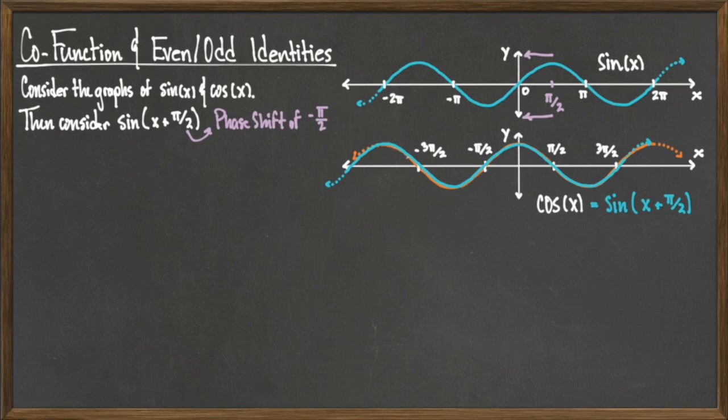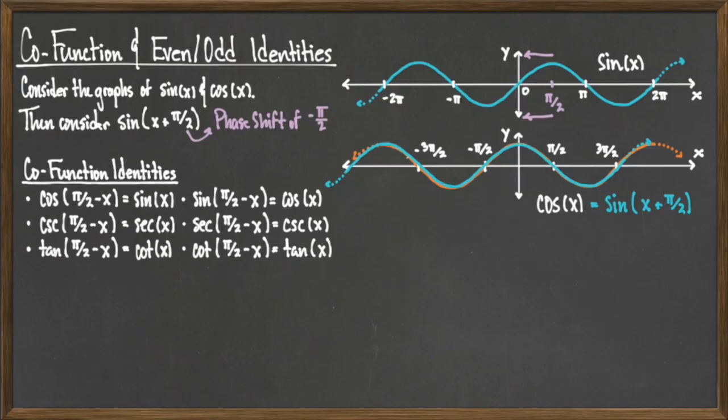And I'm not going to draw graphs for each and every one of these, but I can think about it in a similar manner: taking any trig function and shifting it to the left or to the right by a sufficient amount will give me a matching other trig function. So those identities are expressed here as follows. Sine and cosine are related by a horizontal shift, cosecant and secant are related by a horizontal shift, and tangent and cotangent are related by a horizontal shift.